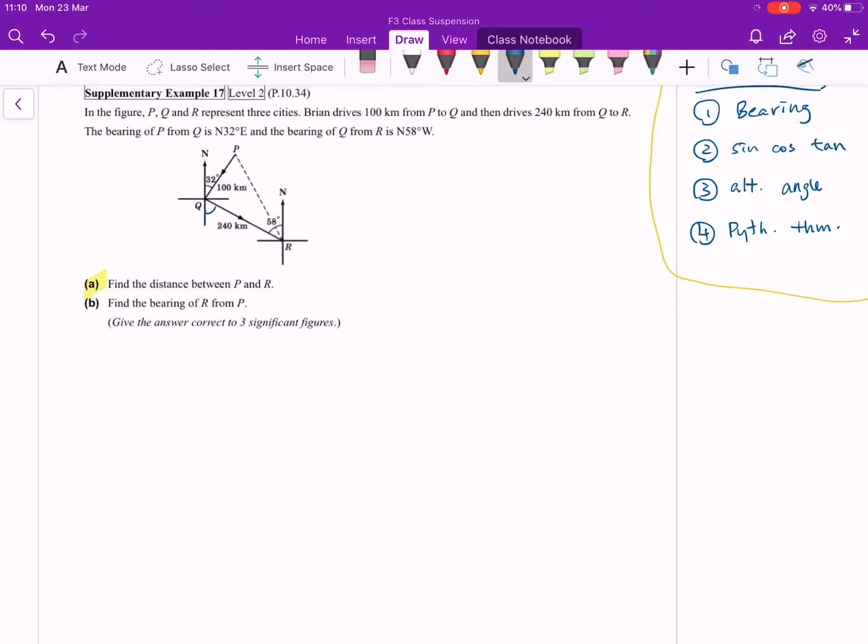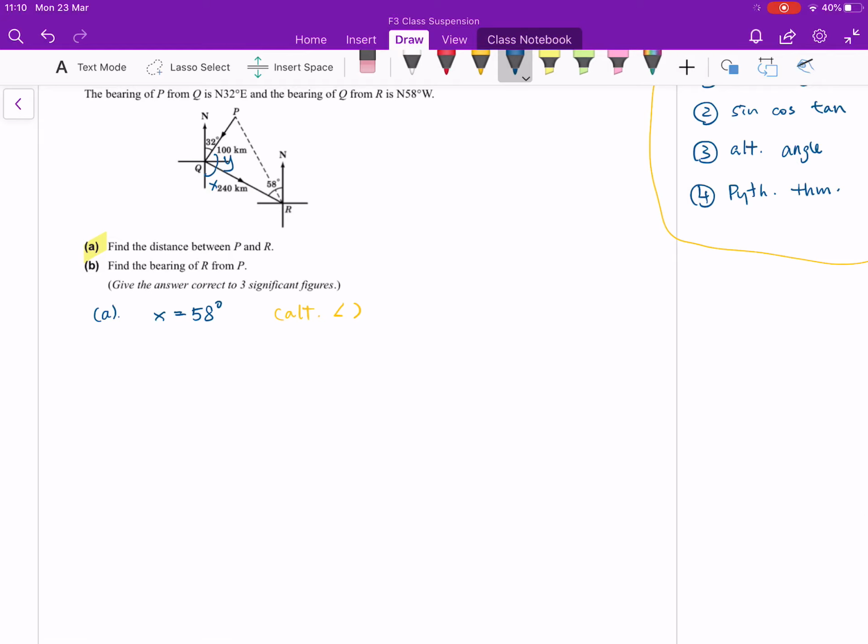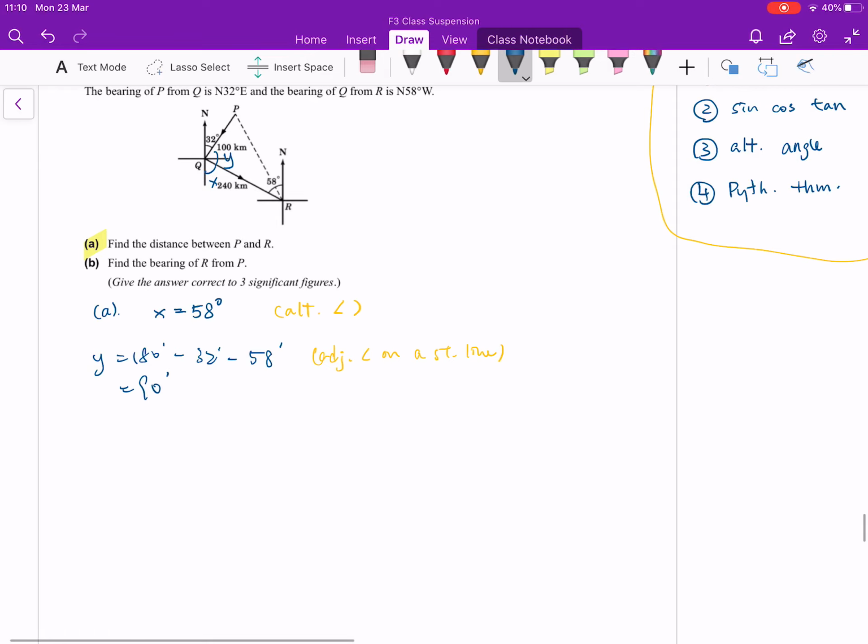I mark this one as X, this one as Y. So part A, X equals 58 degrees, and the reason behind is alternate angle. You may skip the reason. Okay, so I use orange color and another one. And then Y equals 180 minus 32 minus 58. Reason behind actually is adjacent angles on a straight line. You may skip the reason, which is finally 90 degrees.